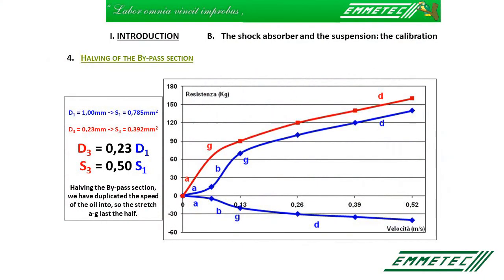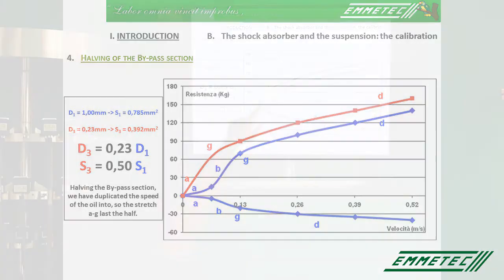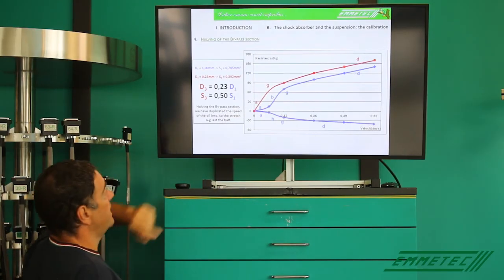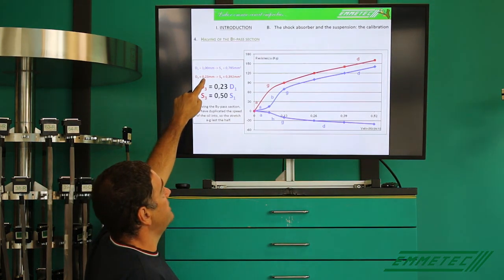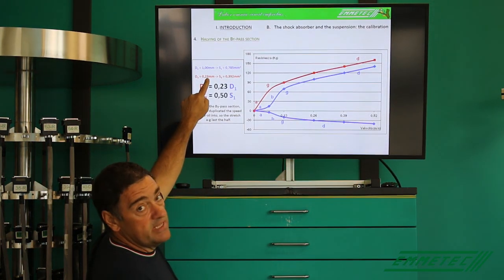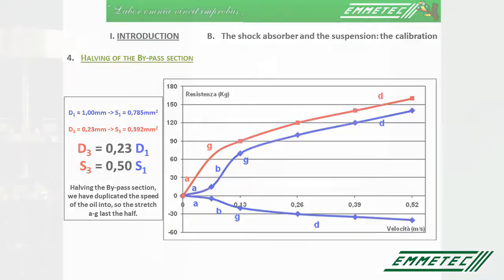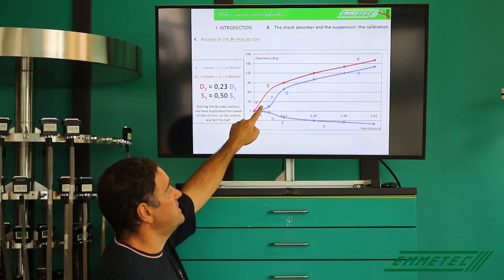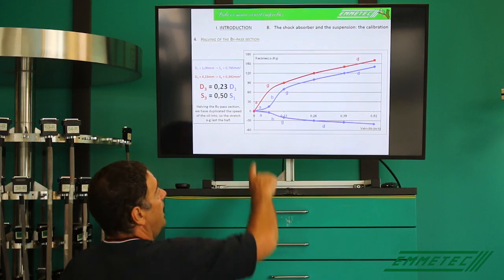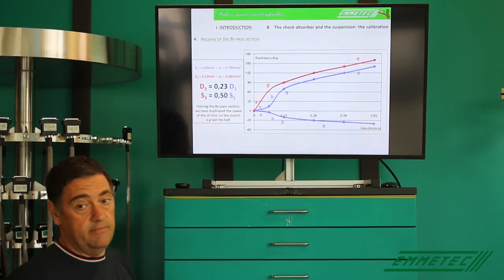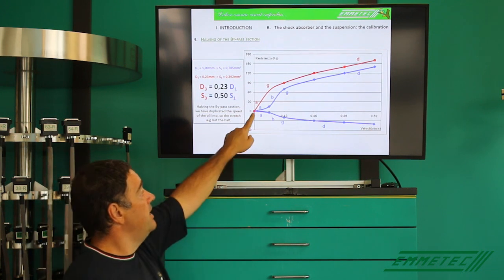Now suppose that instead of increasing the bypass, we decrease the bypass. So, starting from the blue original diagram, we make a hole that is 0.23 millimeters of diameter. The area will be 0.39 square millimeters, 50% in comparison with the original one. It means that we will have the same forces at 50% of the speed, and the result will be the red line.